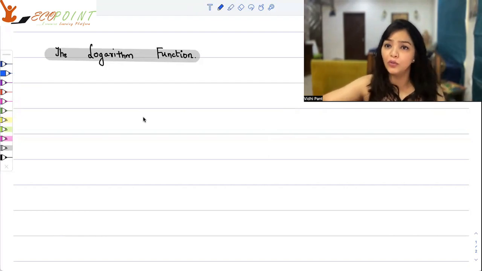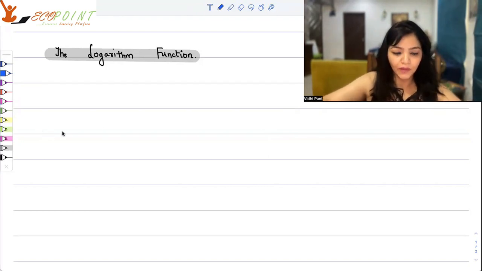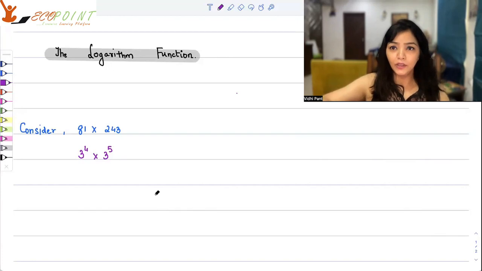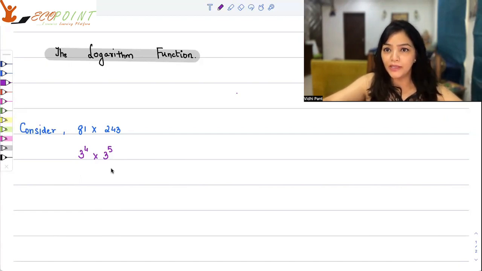Multiplication could be seen in two ways. For example, say we are looking for 81 multiplied by 243. Now, I know that 81 is 3 to the power 4 and 243 is 3 to the power 5. Hence, you can process this multiplication in two ways. You can either directly multiply 81 and 243, or else you can make use of the concept of adding the powers when the base is same.